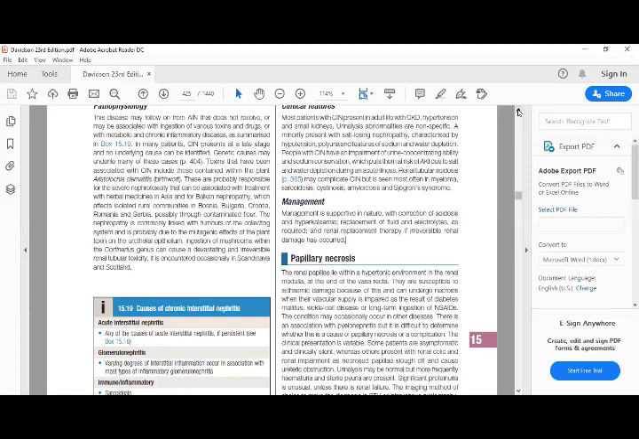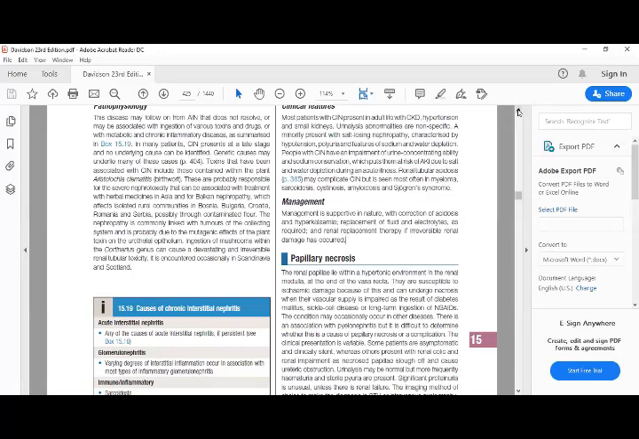The nephropathy is commonly linked with tumors of the collecting system and is probably due to the mutagenic effect of the plant toxin on the urothelial epithelium. Ingestion of mushrooms within the Cortinarius genus can cause devastating and irreversible renal tubular toxicity. It is encountered occasionally in Scandinavia and Scotland.